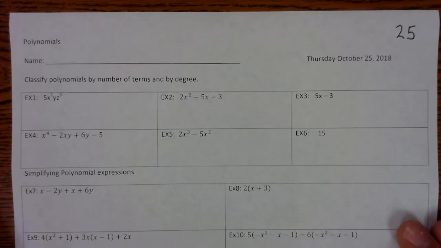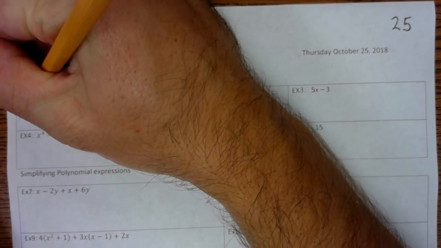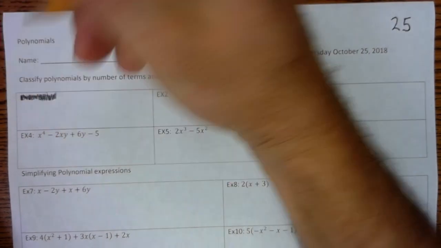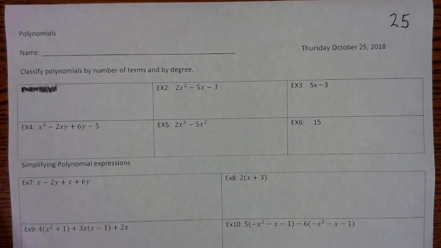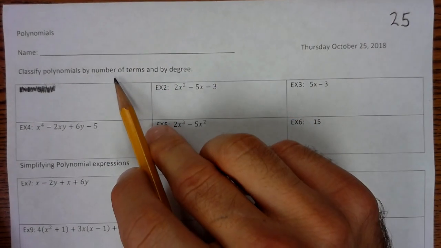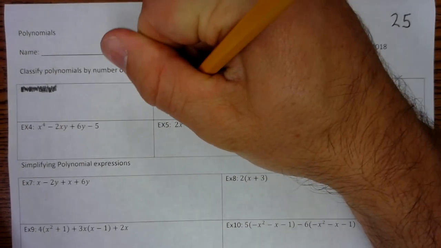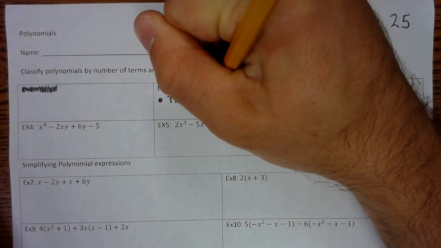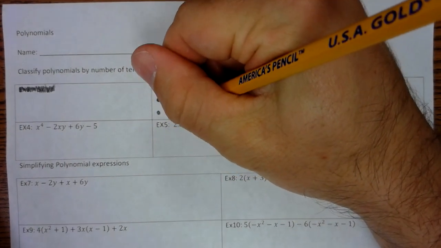Let's look at it again on page 25. Now, I don't like example 1 and never have, so we're not going to do it. We're going to remove that, okay? All right, example 2. Now, it says in the instructions, classify polynomials by number of terms and by degree. So here we have 1, 2, 3. So that is a trinomial. Now, the highest degree is 2, so it's quadratic.